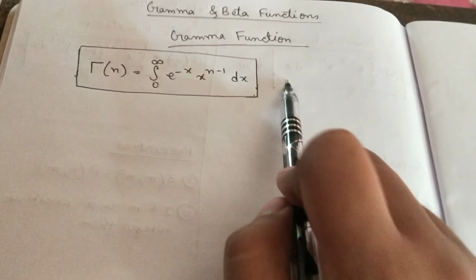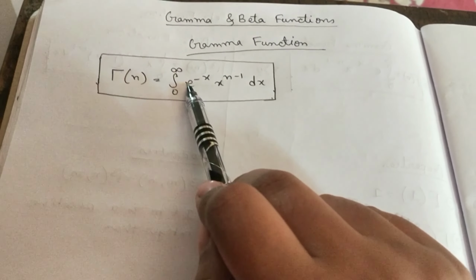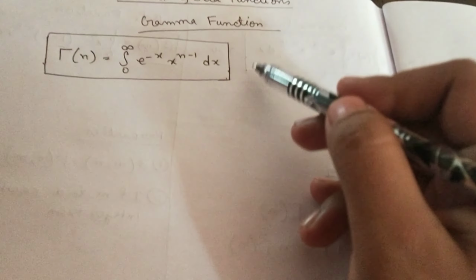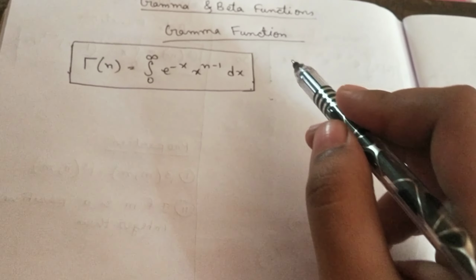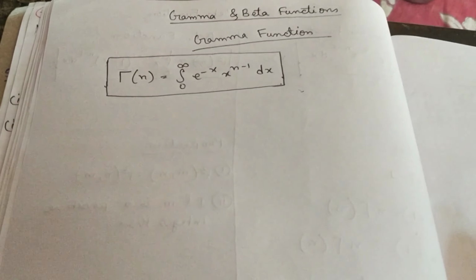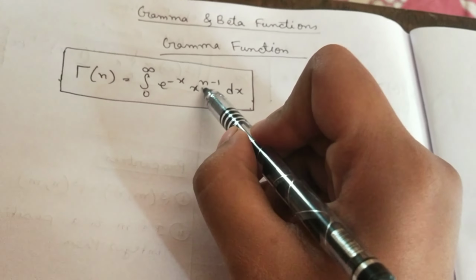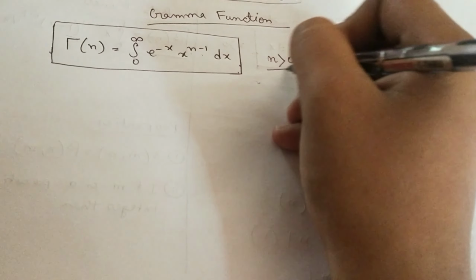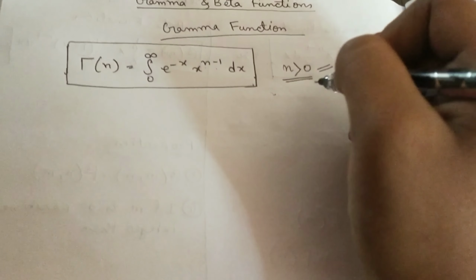The gamma function main formula is gamma n equal to integration 0 to infinity e to the power minus x, x to the power n minus 1 dx. This is the main basic formula. This formula is very important because we will use it for doing sums. Of course, this gamma function also has some properties, but before the properties, we have to know that n is always greater than 0. You have to remember this for doing sums, and these things also come in MCQ, right?